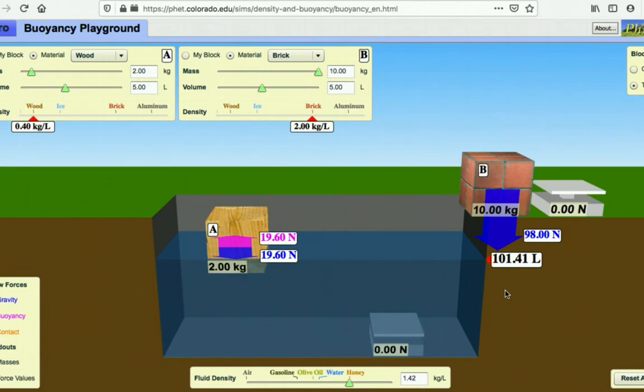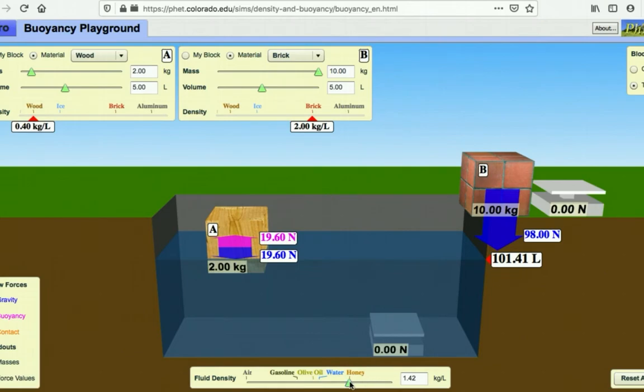So why is it displacing less honey? Honey is more dense. So if I want to get a weight of 19.6 newtons of honey, I don't need as much volume of honey because it's more dense. And so it requires less displacement of honey to create that same weight.